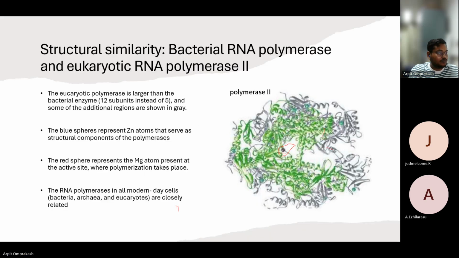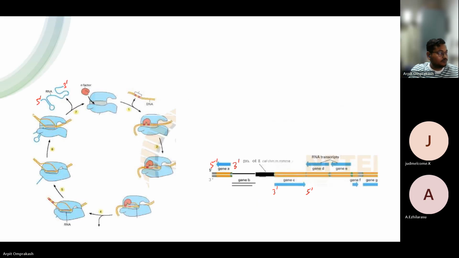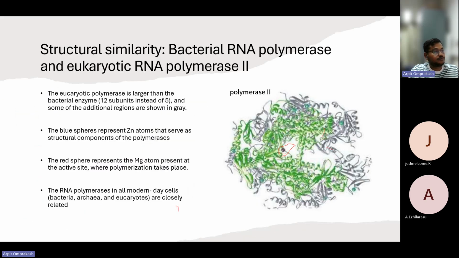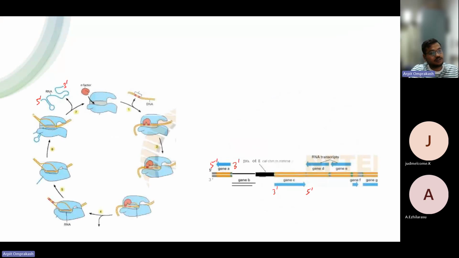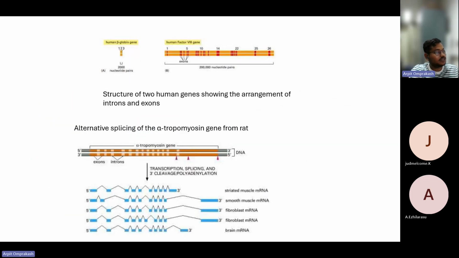Now, the other thing to note is that eukaryotic genes, unlike prokaryotic genes, have something called exons and introns. Exons are parts which code for a protein sequence, and introns are parts of the DNA that are transcribed but do not code for a protein sequence.